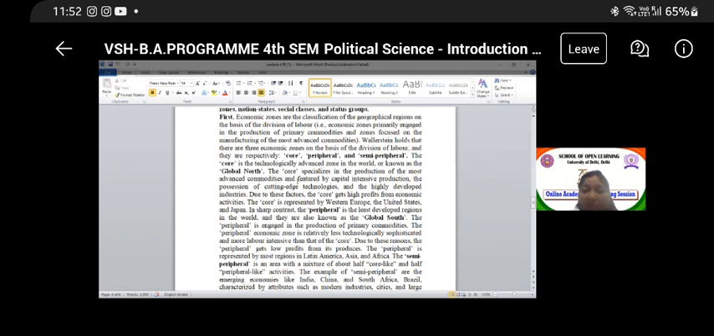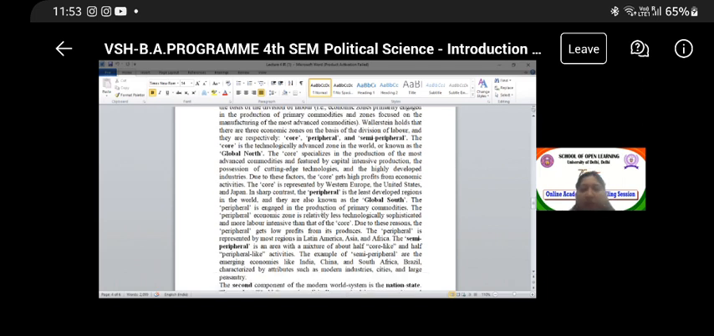The core is the technologically advanced zone of the world, also known as the global north. These are basically the Western European countries and the United States. The core specializes in the production of the most advanced commodities and is featured by capital intensive production, the possession of cutting edge technologies, and highly developed industries. Due to these factors, the core gets high profits from economic activities. Okay, so the core is represented by whom?